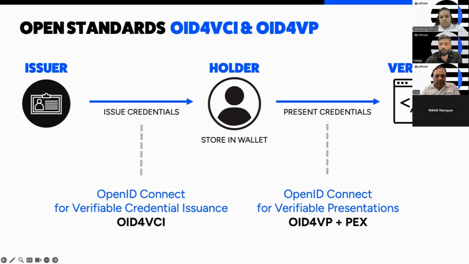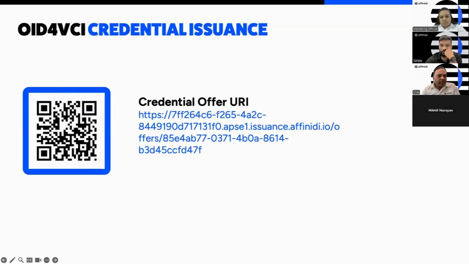On the issuance side of things, we have OpenID for Credential Issuance, or OID4VCI in short. On the right-hand side, we have OpenID for Verifiable Presentation, or OID4VP in short. So let's dive into both of these protocols in detail.